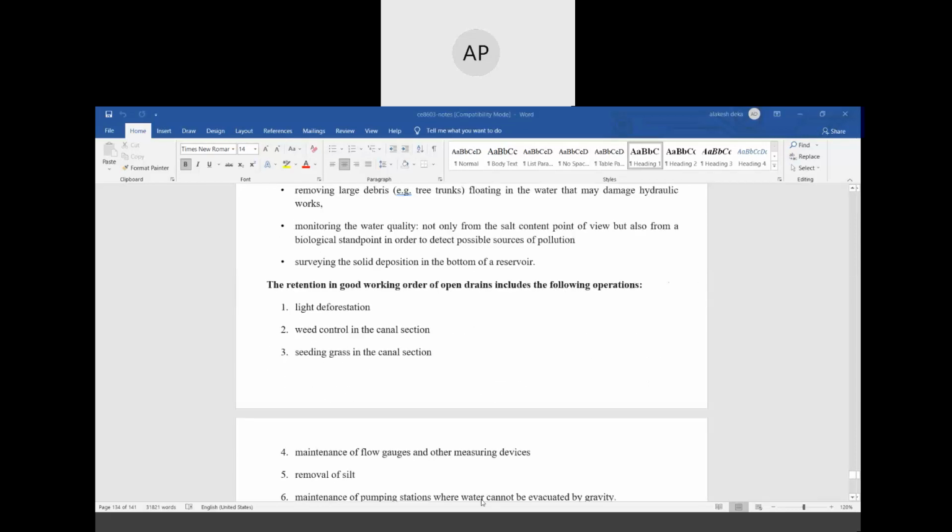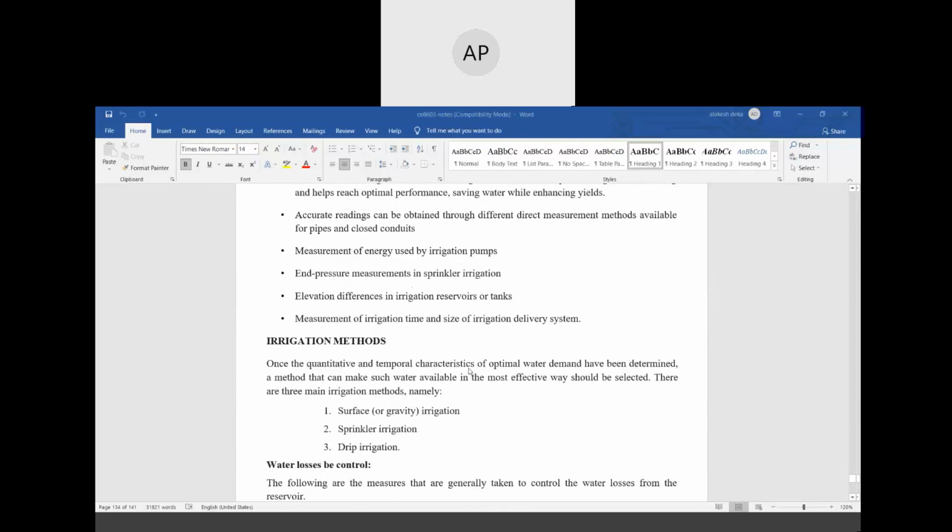Two or three pages left. We will discuss in the next class. And all of you go through every chapter which I have shared with you. Every chapter, every note. You study properly.